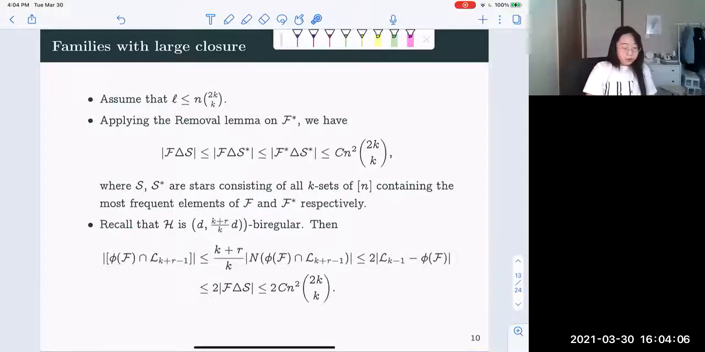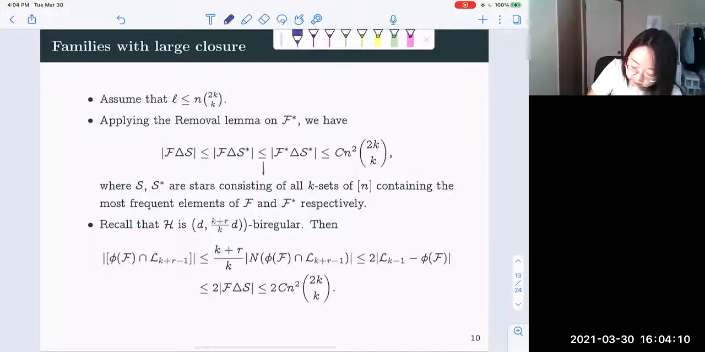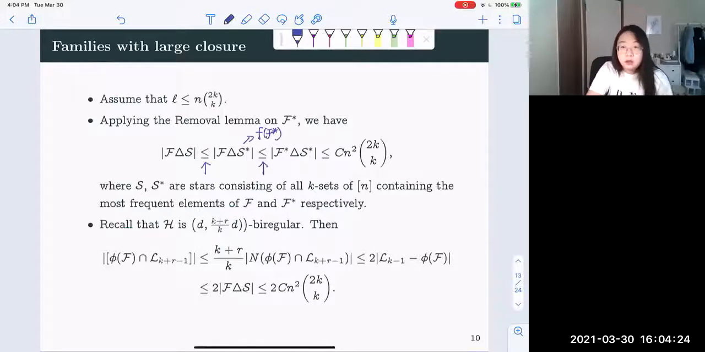The next inequality simply comes from F containing F star, so the symmetric difference is smaller. And then this S star corresponds to the most frequent elements of F star, and this S corresponds to the most frequent elements of F.